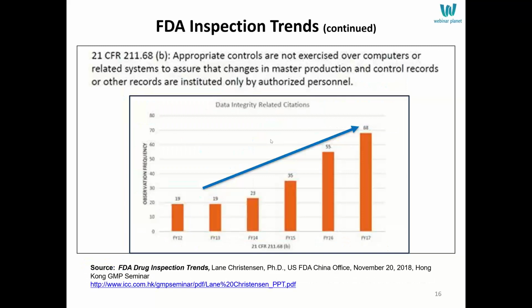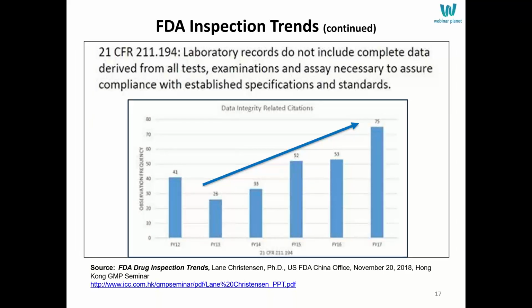And again, another example of data integrity issue where companies are not putting appropriate controls over computers and related systems, making sure master production and control record changes are only done by authorized personnel. And again, that increasing trend is alarming to FDA. And a similar one where companies are being cited for not having complete data derived from all tests, examinations, and assays necessary to assure compliance with established specifications and standards. Again, we see an alarming increase.